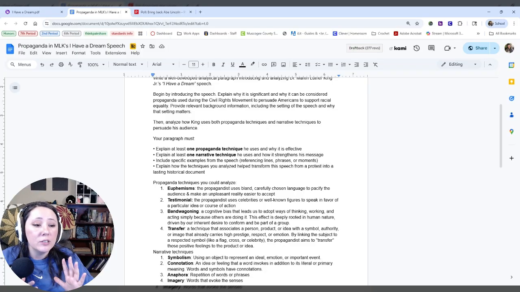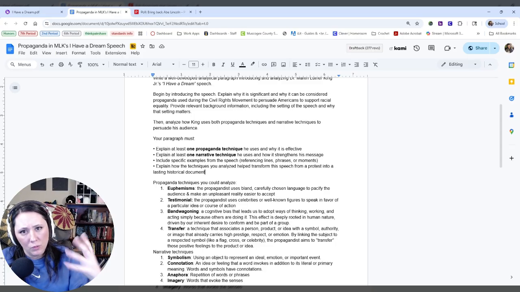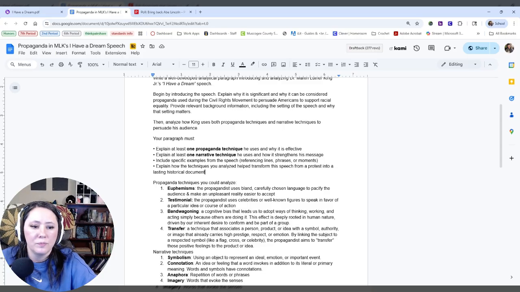And then you're going to bring it all together by telling me how those techniques make this speech powerful, not just memorable, but even historical, because there were a lot of speeches from a lot of people during the civil rights movement. What makes this one so special?